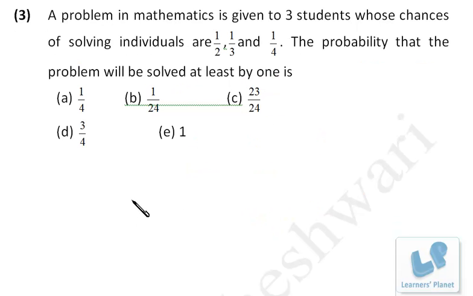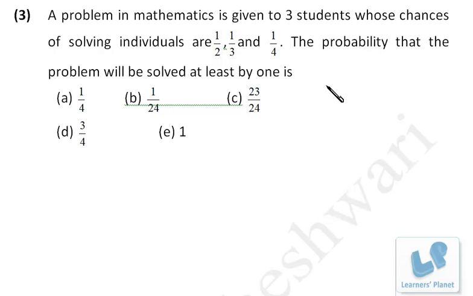Now let's try this problem. A problem in mathematics is given to 3 students whose chances of solving individually are 1 by 2, 1 by 3, 1 by 4. The probability that the problem will be solved by at least 1. So first of all, we find the probability that the problem is not solved at all, right? That means none of them is able to solve the problem.